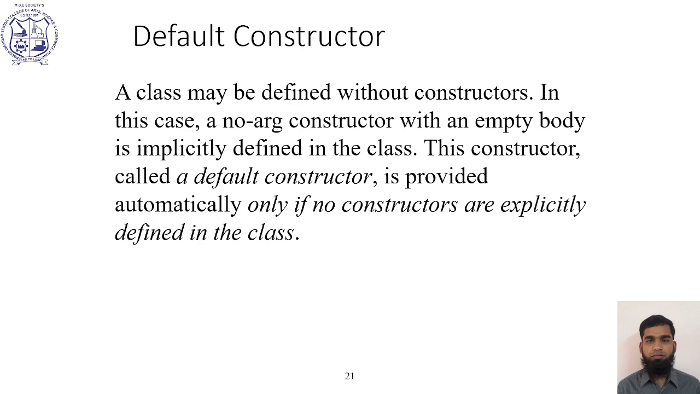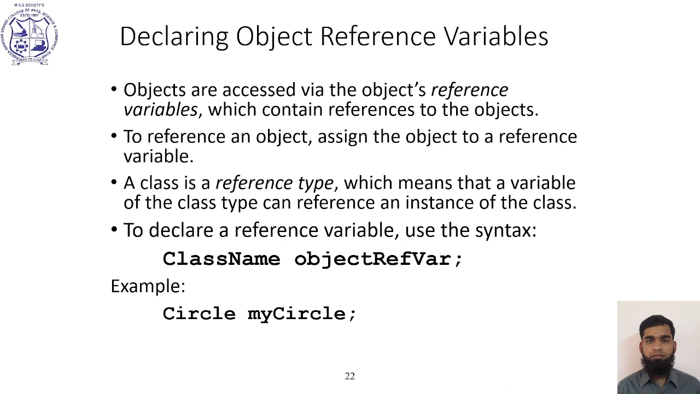Default constructor: a class may be defined without constructors. In this case, a no-argument constructor with an empty body is implicitly defined in the class. This constructor is called a default constructor. It is provided automatically only if no constructors are explicitly defined in the class.